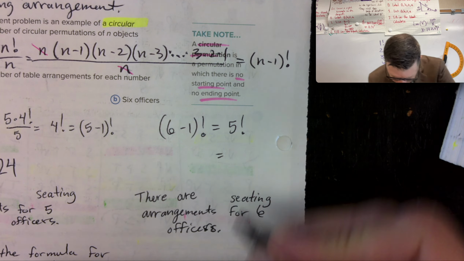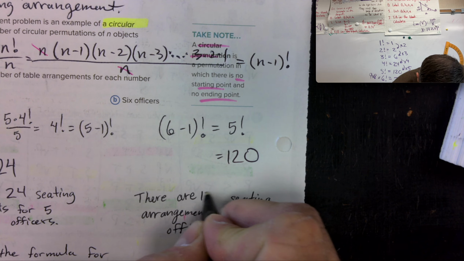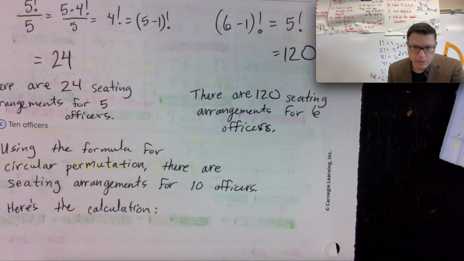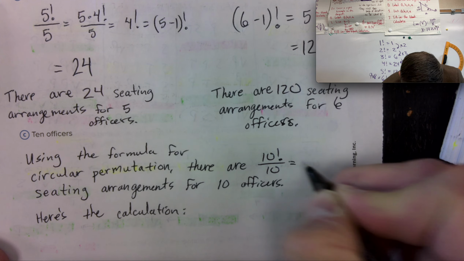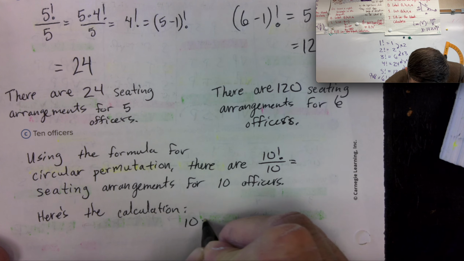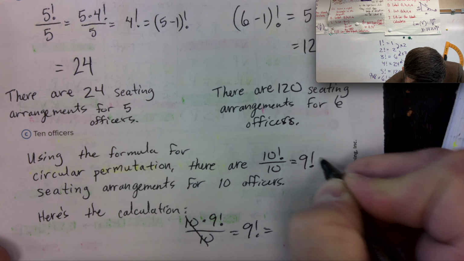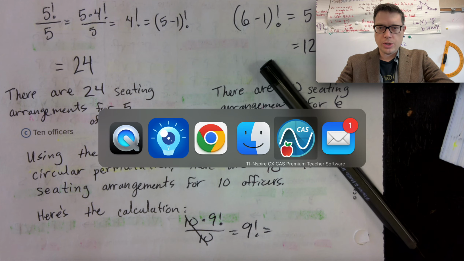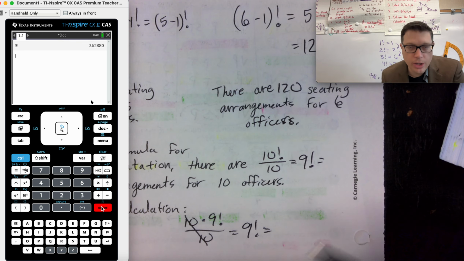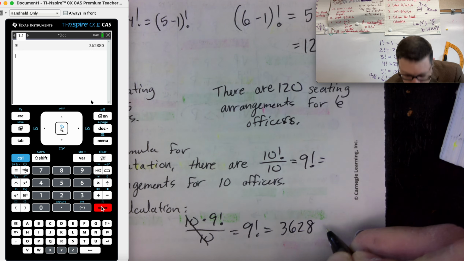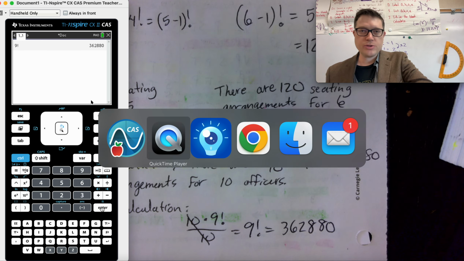So here I go, part B. 120. There are 24 arrangements for 5 officers, and 120 for 6 officers. For 10 officers, using the formula for circular permutation, there are 10 factorial over 10, which is 10 times 9 factorial over 10. 9 factorial is 362,880 seating arrangements for 10 officers.